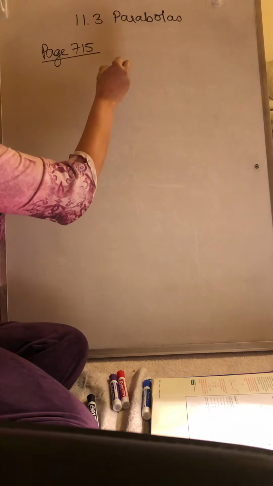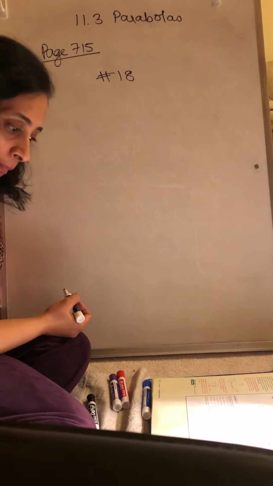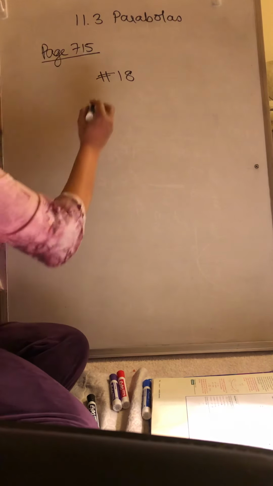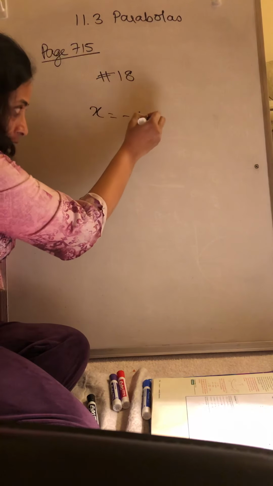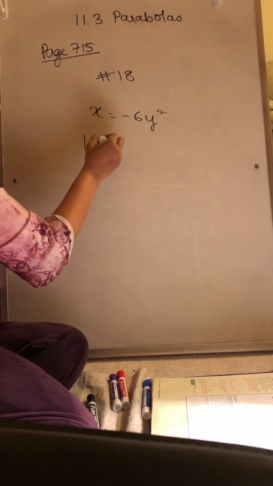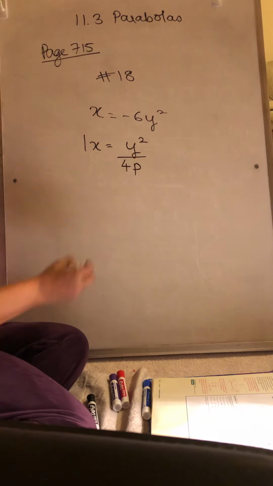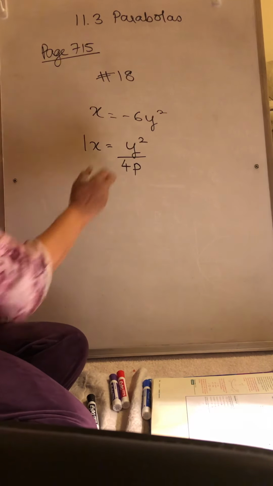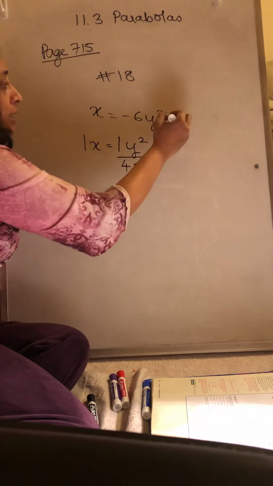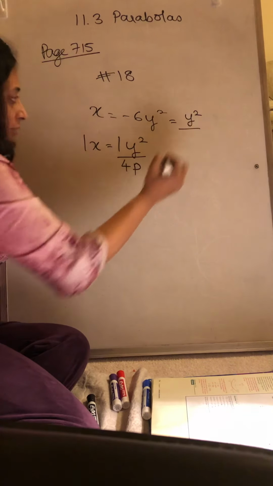So this was 16. 18, x equals negative 6y square. Remember, what's the problem? I want a 1 for the x. What's my format? X equals y square over 4p, which means I don't want the negative 6 here. I want a 1 here. So how can I write the negative 6? By now you should know this. Negative 6 means I'm dividing the y square.